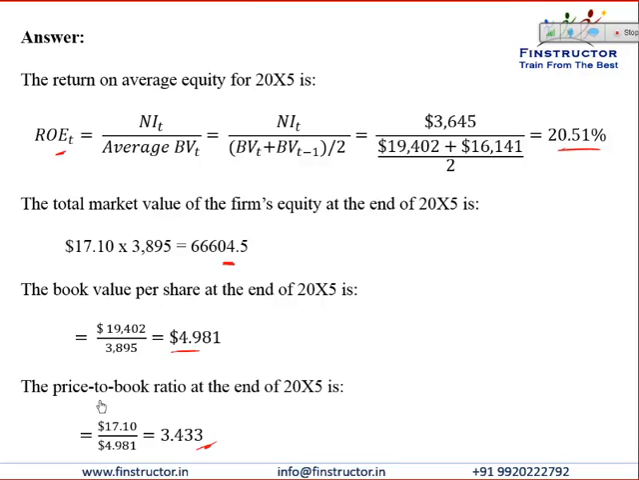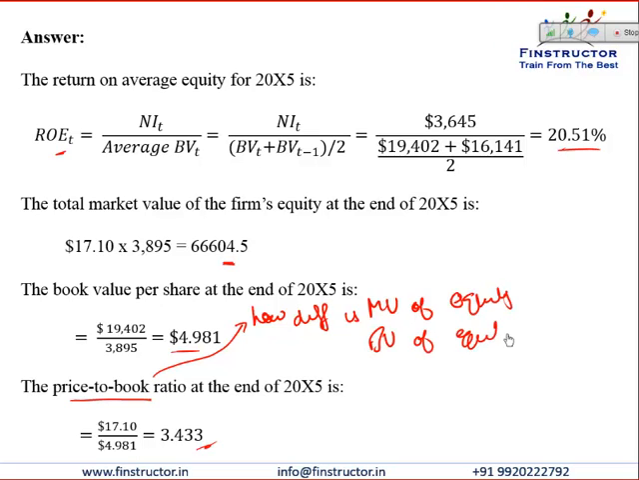Now please note that we'll study the price to book ratio in more detail when we study ratio analysis and when we study equity valuation. But it would be important to understand that the price to book ratio essentially tells us how different the market value of equity is from the book value of equity. So if the price to book ratio is 3.433, for instance, then what this implies is that the current market price is 3.4 times, or the market is willing to give 3.4 times the reported book value of equity.